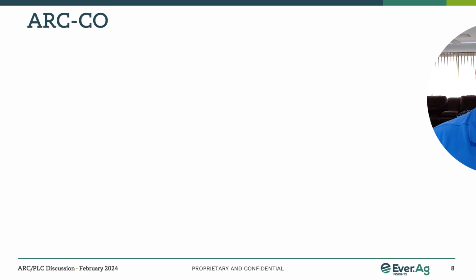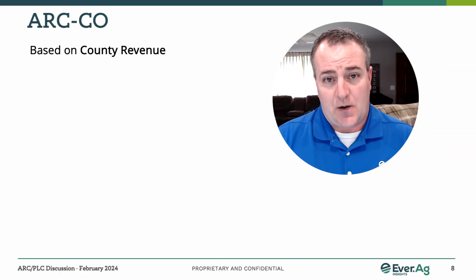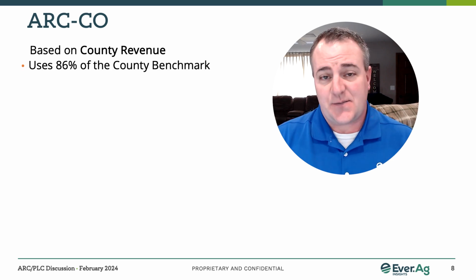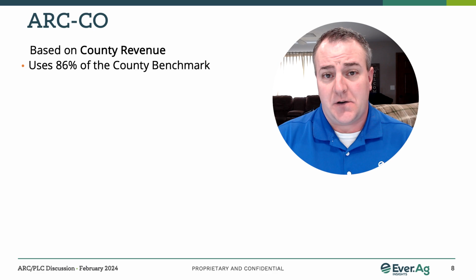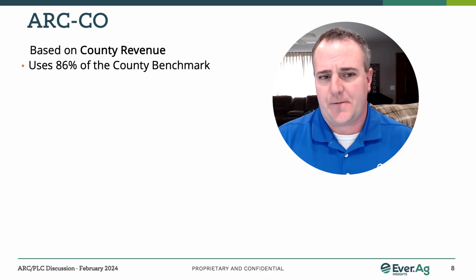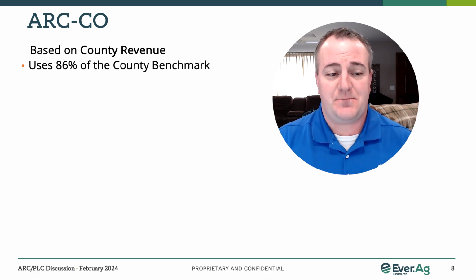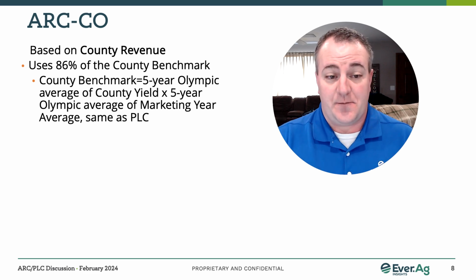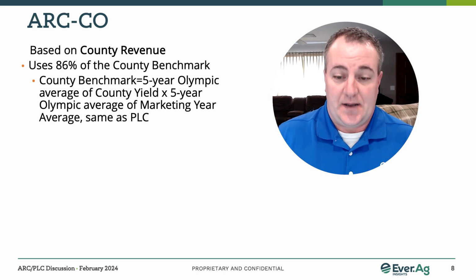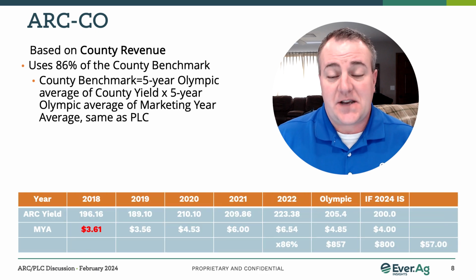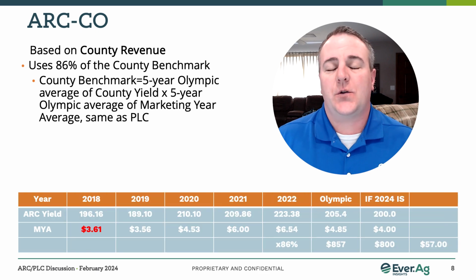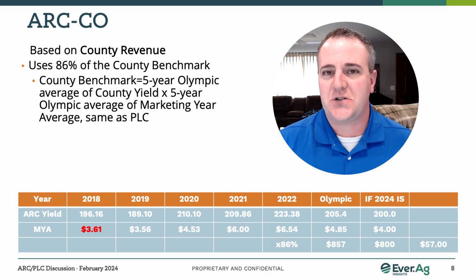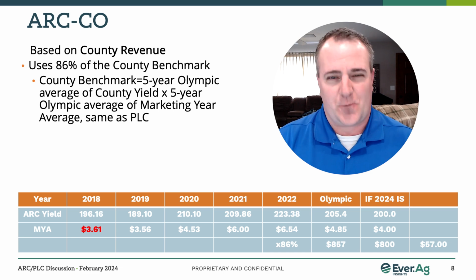Our county, next on the list, is based on county revenue, using 86% of the county benchmark. That 86% of the county benchmark is an important number to have in place. We're going to talk about that in the future too. It uses a county benchmark using the 5-year Olympic average of yield and the 5-year Olympic average on the marketing price. The way it's factored at the bottom, this is actually using Iowa County, Wisconsin. The reason I use Iowa County, Wisconsin is because it has a county average of right around 200 bushels per acre. It's solid ground that drains well.